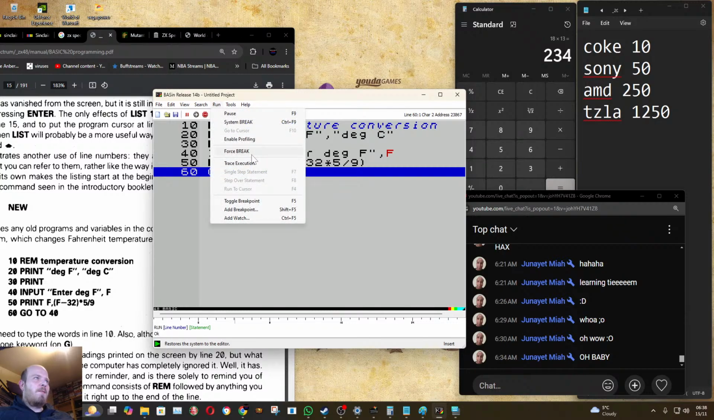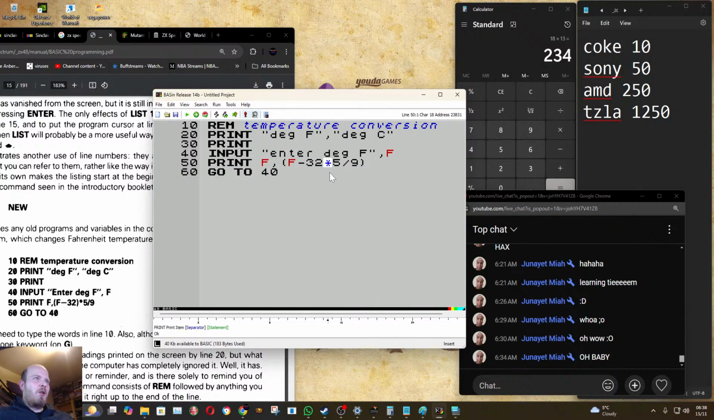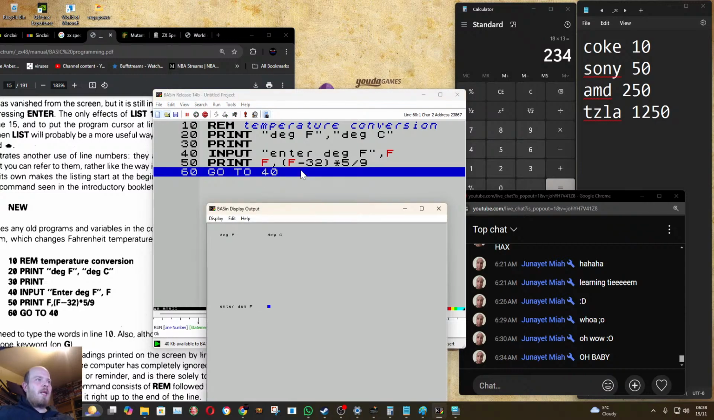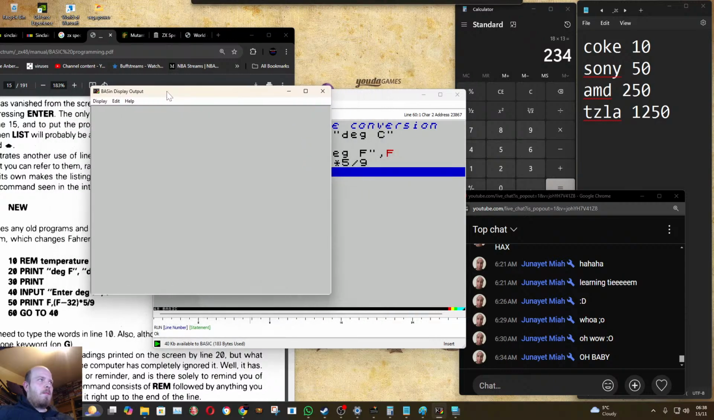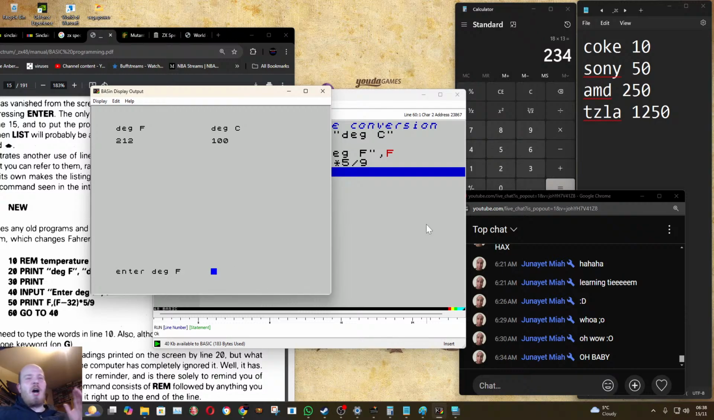So we need a force break. I did it wrong. I needed a close bracket here. I'm stupid. So you see how it doesn't work properly if you didn't do this right. So that's correct this time, right? Degrees Fahrenheit 212 is 100 degrees Celsius. We got it.